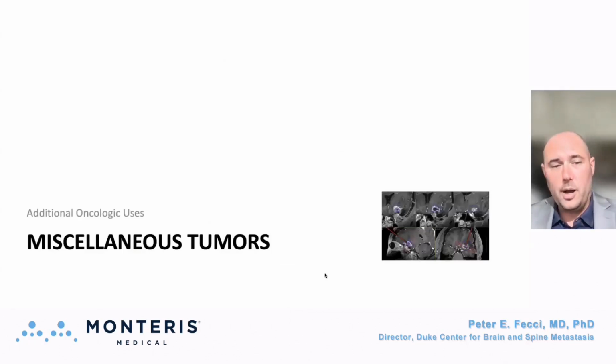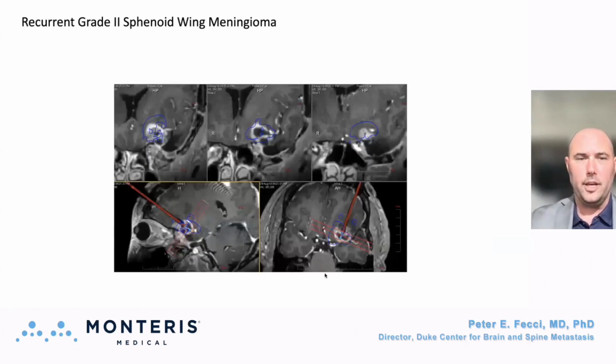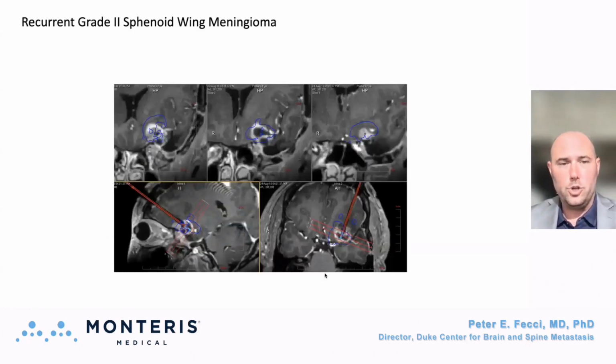I do want to discuss a couple of miscellaneous tumors, some additional oncologic uses that I think are important to consider as we're seeing more of these pop up and the experience with more of these pop up so that we can actually start to have some data. This was a patient that we treated at our institution that had a recurrent grade 2 sphenoid wing meningioma. These recurrent advanced grade meningiomas obviously can have somewhat limited treatment options, and the more you can offer them, the better they'll do here.